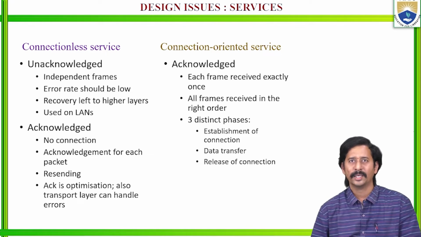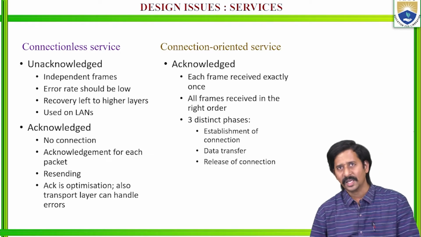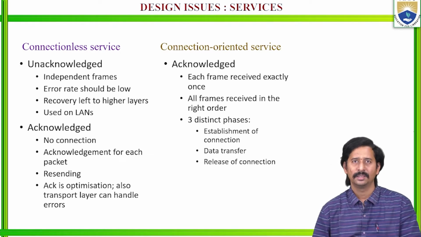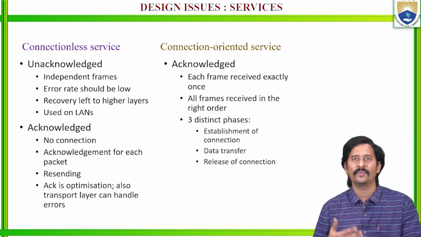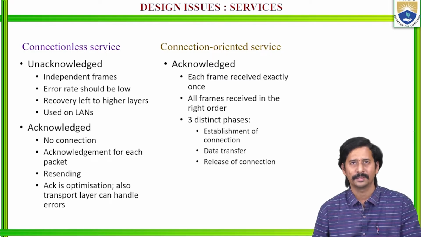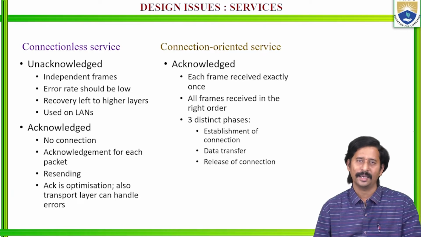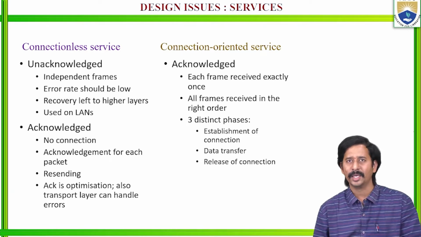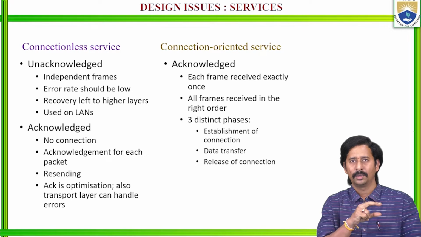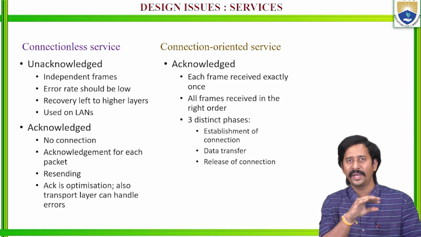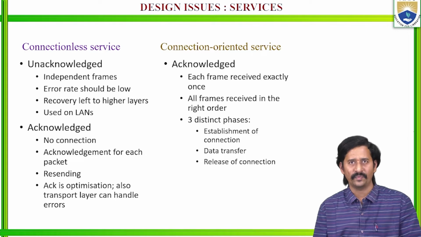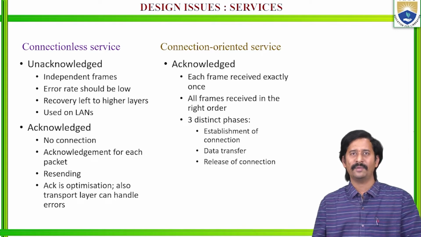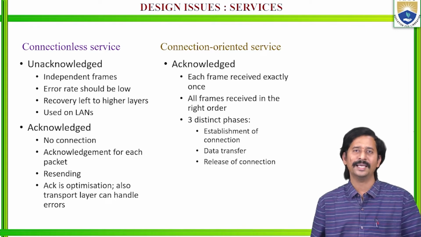We have unacknowledged connectionless service and acknowledged connectionless service. What is the difference? In case of unacknowledged connectionless services, whatever the data the source node transmitted in the form of frames, those are independent frames, because that is connectionless as well as unacknowledged. So there is no need to establish a predefined path before transmitting any particular data. So those are independent frames. Automatically what happens here? The error rate also less.